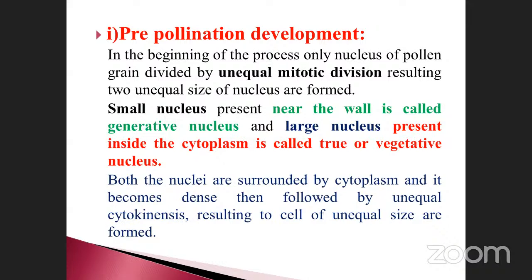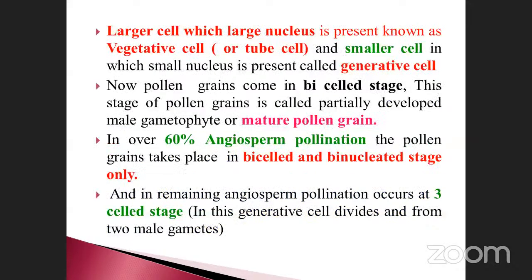So what happened inside? After the maturation of the pollen grain, before the pollination process, what changes occur within the cell? A single cell undergoes mitosis of unequal size, giving a large nucleus and a small nucleus. The large nucleus is called the vegetative nucleus, and the small one is called the generative nucleus. Go to the next one. The large cell, in which the large nucleus is present, is known as the vegetative cell or tube cell. This is also called the tube nucleus. The smaller cell, in which the small nucleus is present, is called the generative cell or generative nucleus.